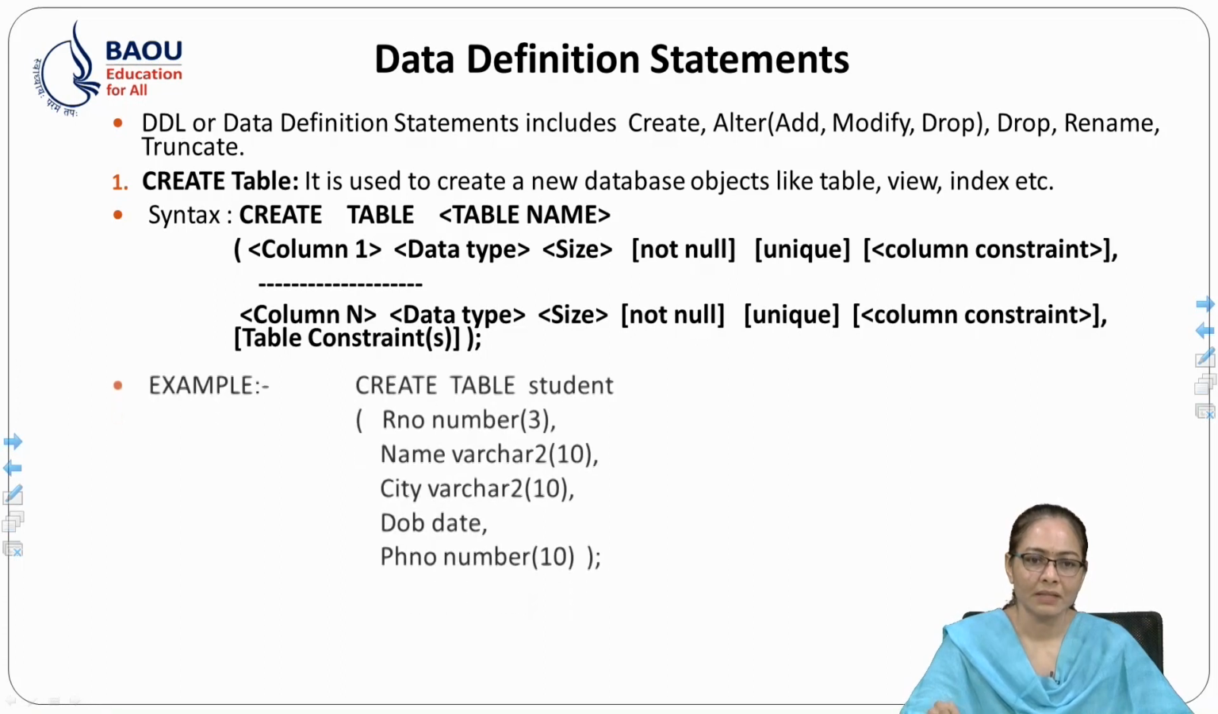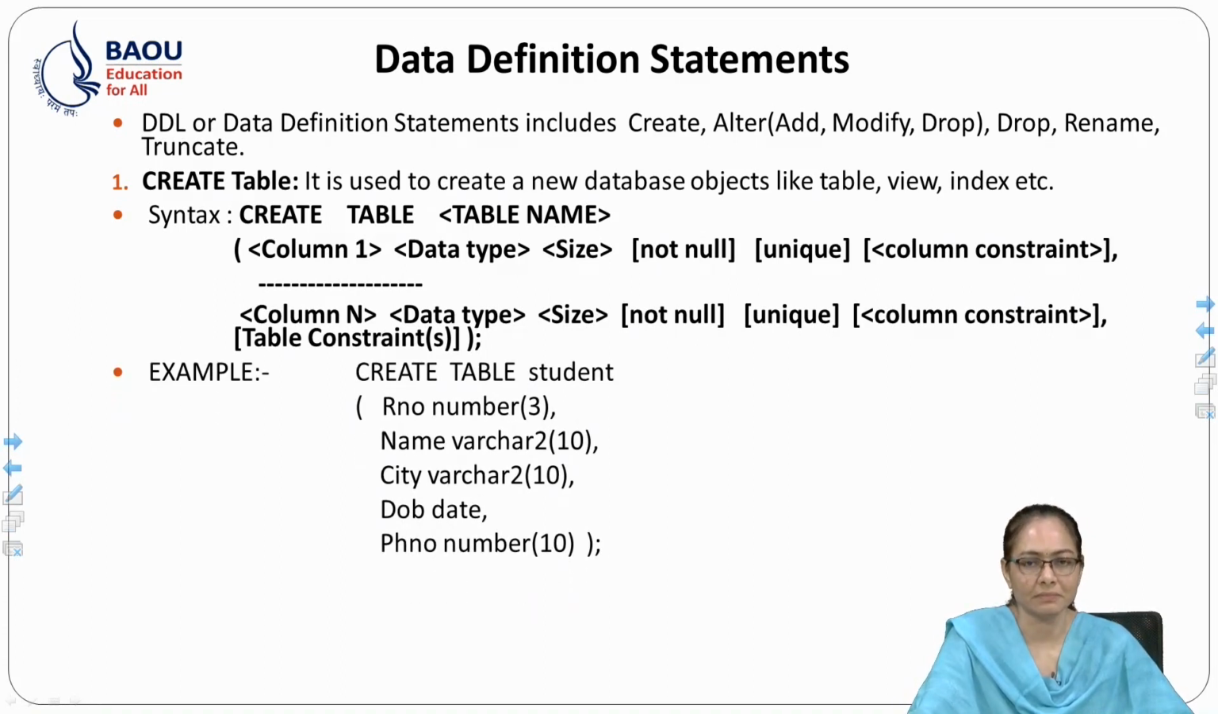Now, the example of create table command. Create table students. In the bracket, roll number, number 3, comma, name, varchar2 in the bracket 10. Here, we create the student table. So, we can write create table student. In the round bracket, the first column name is the roll number, column name RNO. Its data type is number and in the bracket 3 will be the size.